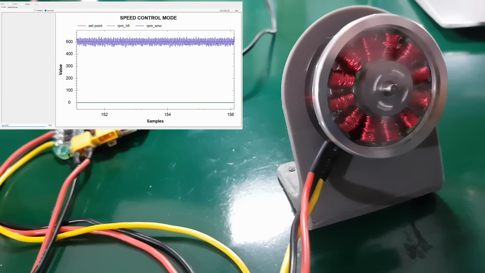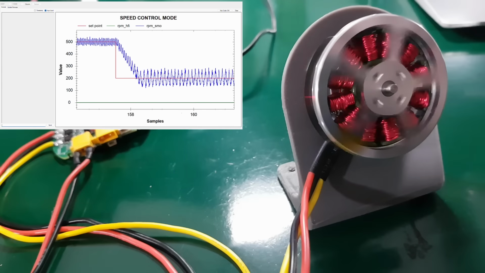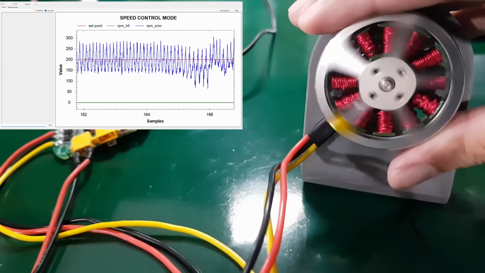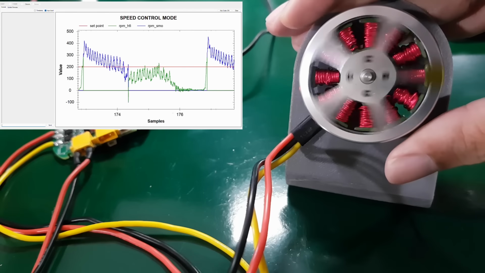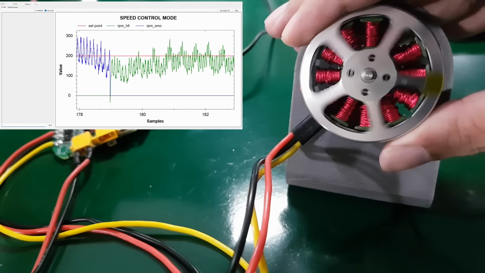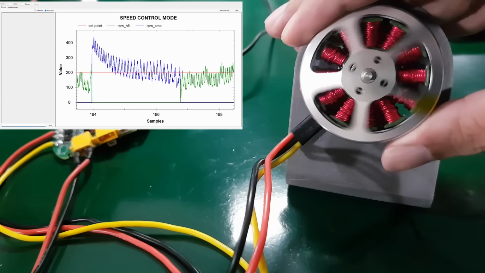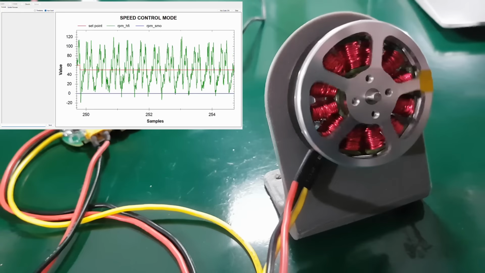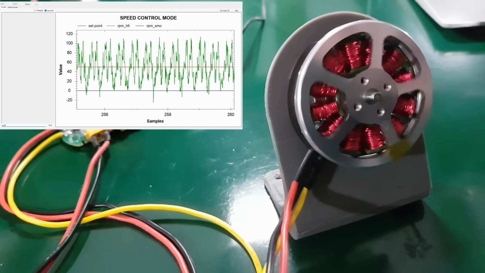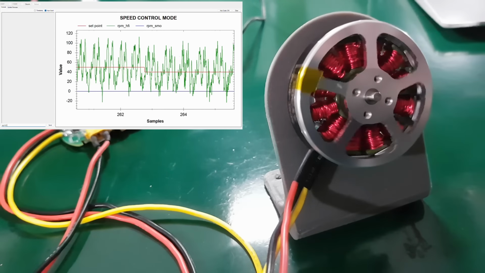I will try running at 200 RPM, where frequent switching between HFI to SMO and SMO back to HFI will occur. And for me, the results are quite good. I will lower the speed to see how well HFI works at low speeds. At 50 RPM, the motor rotation starts to become rough. And if the speed is lowered further, it becomes jerky.